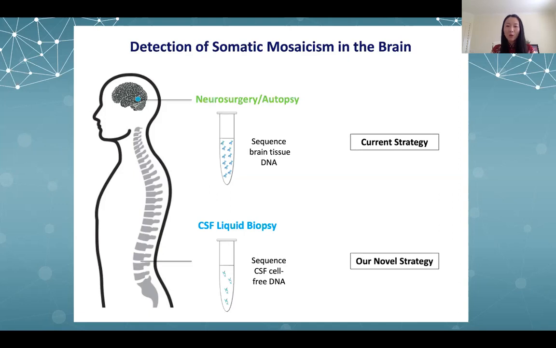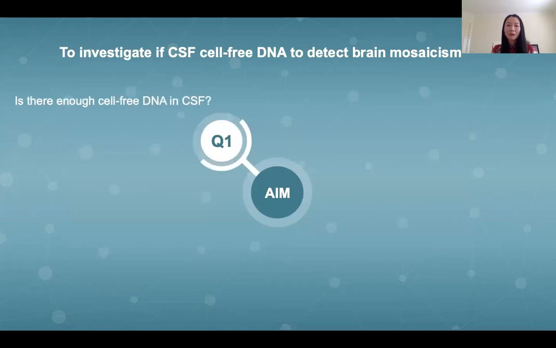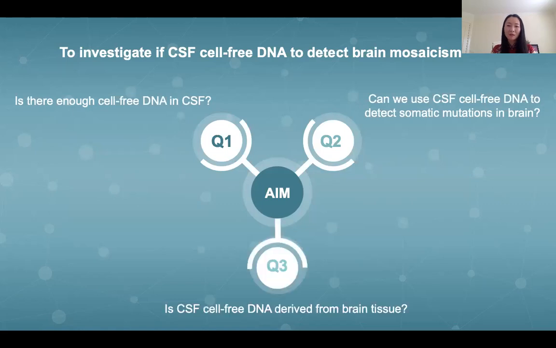In our study, we are trying to establish a novel strategy by using CSF liquid biopsy to study somatic mosaicism in the brain. We aim to investigate if CSF cell-free DNA can be used to detect brain mosaicism. To achieve this, we need to answer three major research questions. First, is there enough cell-free DNA in CSF to make a liquid biopsy viable? Second, can we use CSF cell-free DNA to detect somatic mutations in the brain? Last, can we show that CSF cell-free DNA is largely brain-derived?